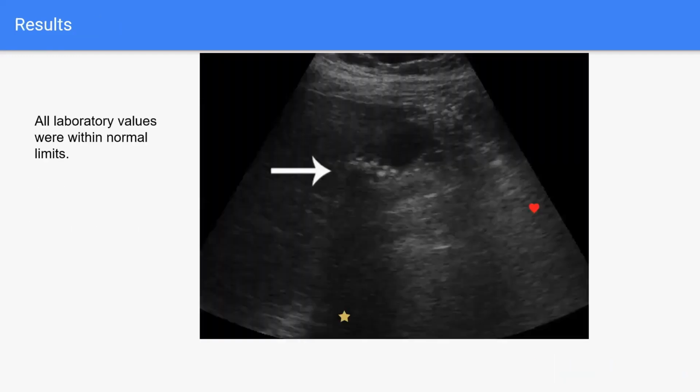All right. So here are our results of the abdominal ultrasound. What do you guys see? And all the labs were within normal limits.